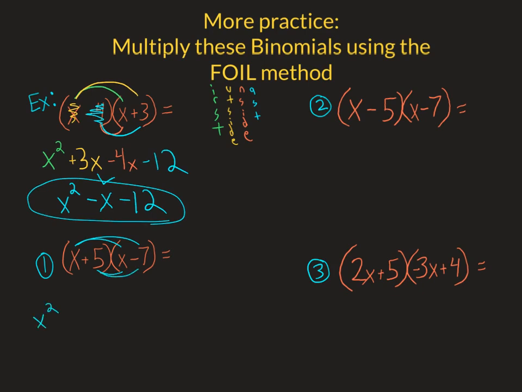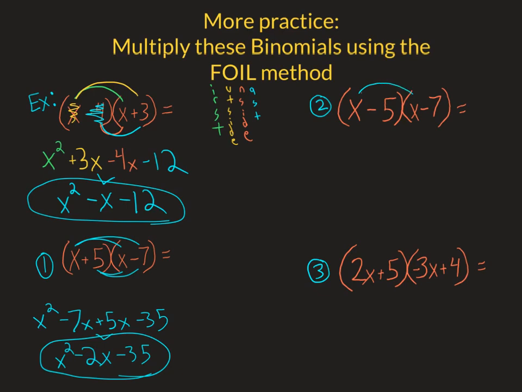X squared minus 7x plus 5x minus 35. There we go. There's our FOIL. Put together my like terms. Negative 7 and 5 is a negative 2x. And there you go. Okay, do it again. There's my front 2, the x squared, and the minus 7x. There's my back 2, negative 5x, and a plus 35.